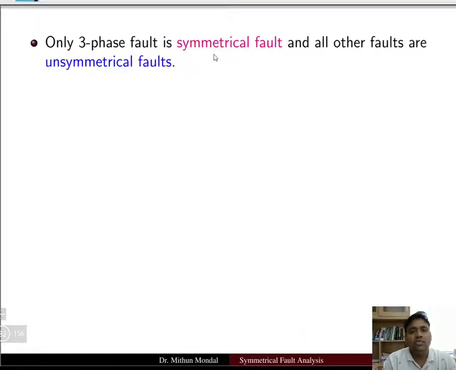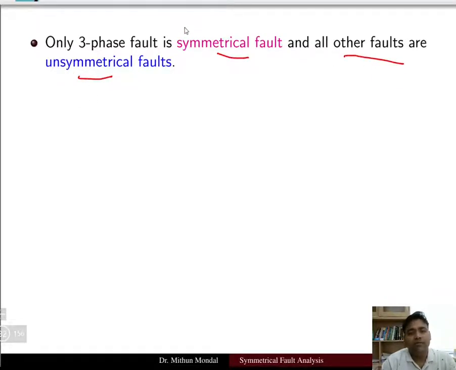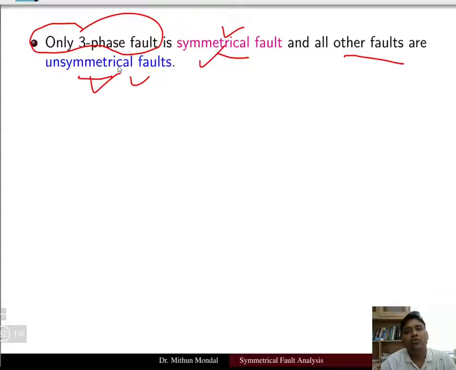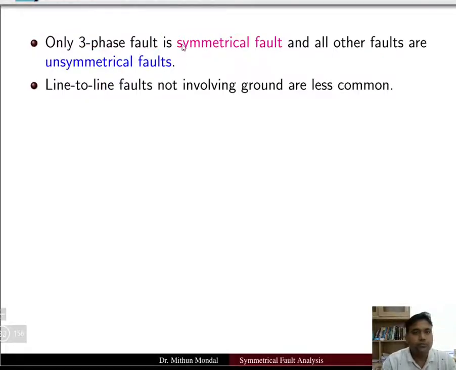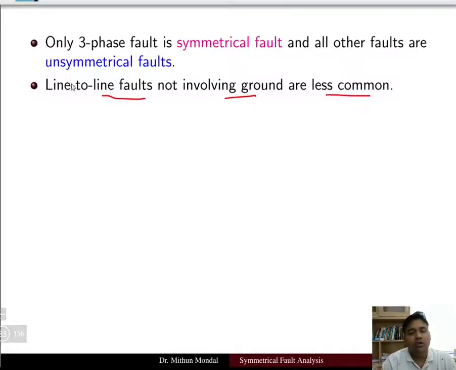Only three-phase fault is symmetrical fault and all other faults are unsymmetrical faults. So if we classify the faults in terms of symmetrical and unsymmetrical, then the only symmetrical fault is the three-phase fault and all other types of faults are unsymmetrical, because either one line or two lines are involved, unlike the three-phase faults. Both symmetrical faults and unsymmetrical faults will be dealt with separately. Line to line faults not involving ground are less common. So always when only two lines are involved without involving the ground, it is less common.